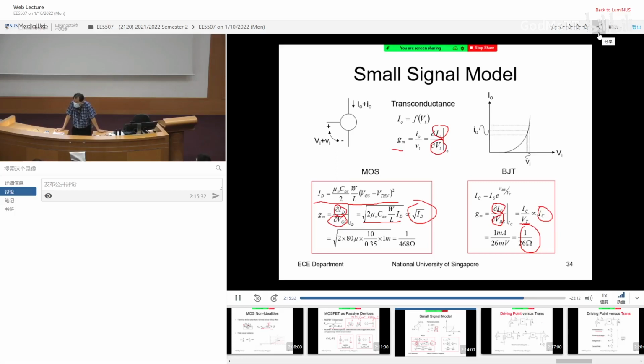Anyone? Small current, good. Small current. Weak inversion only works provided the current is small. In subthreshold, current is small. What is the problem with small current?